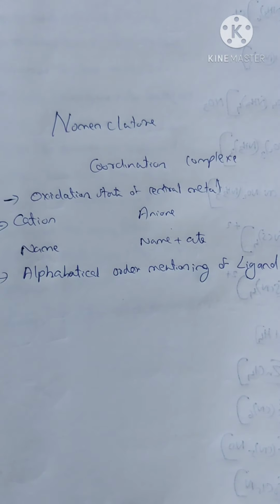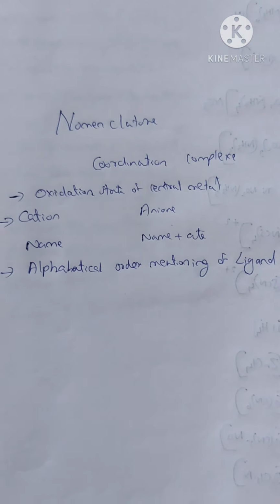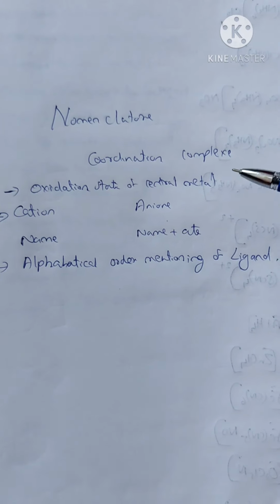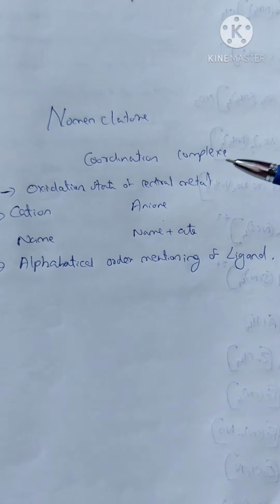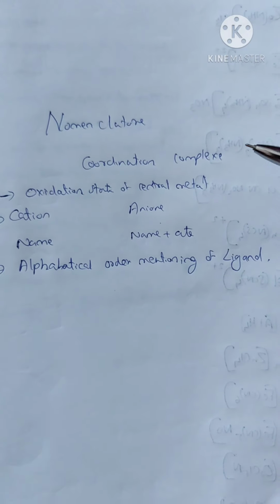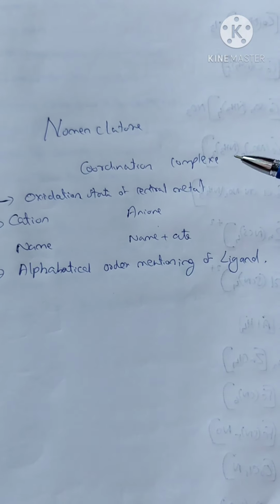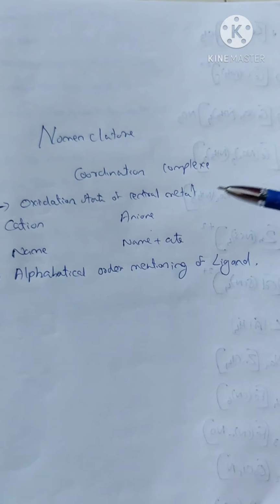Nomenclature of coordination complexes. For this, we have to think about only three major points. One is we have to mention the oxidation state of the central metal atom. The metal atom which is attached to the ligand, that is the metal atom we have to see, and then we have to check the oxidation state of the metal atom, and then we have to mention that oxidation state in Roman numerals.